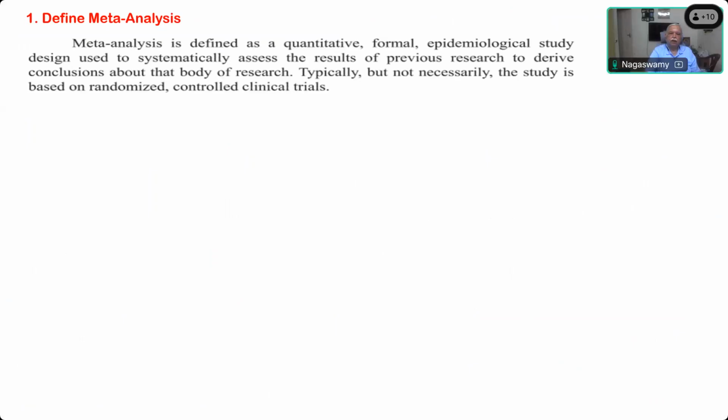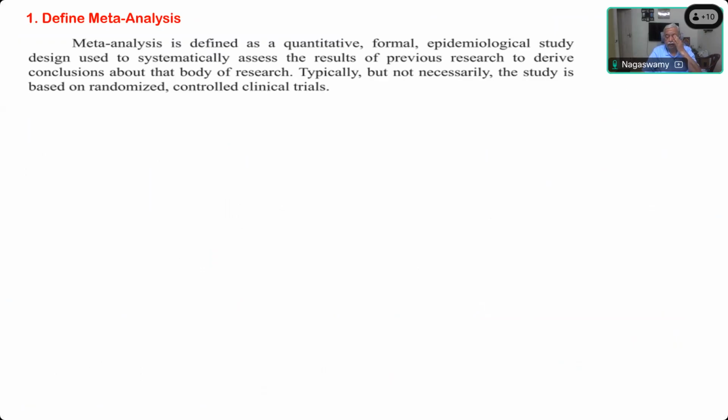Now something with regard to research methodology and other things. Define meta-analysis. Lots of previous studies are taken and inferences obtained from them, to derive a single quantitative conclusion. It is a formal epidemiological study design used to systematically assess the results of previous research and derive conclusions about the body of research. Typically, but not necessarily, the study is based on randomized controlled clinical trials. So it is an analysis of work done already and published.